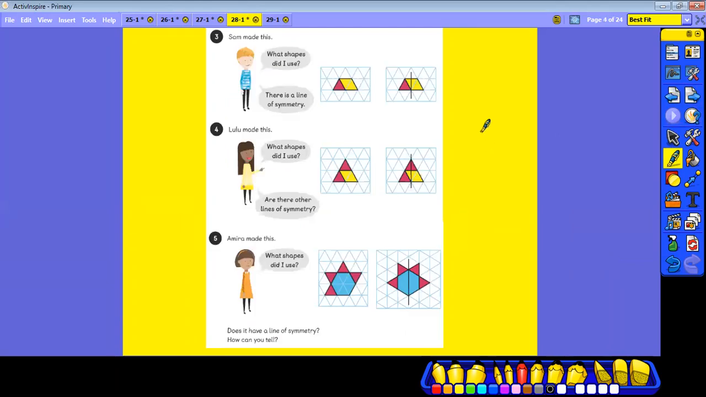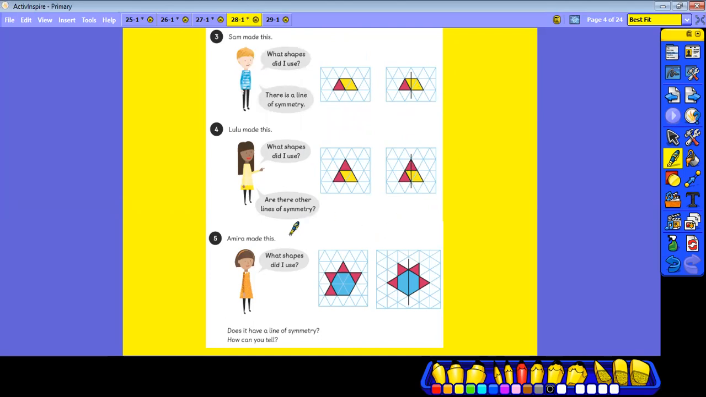Now, Sam, Lulu and Amira have all used those 2D shapes to make figures of their own. And we're asked what shapes have they used in the pictures and have they got a line of symmetry. So Sam's used a triangle and a rhombus. And yep, you can still find a line of symmetry there. Lulu has used 2 triangles and a rhombus. And yep, she's got a line of symmetry there. Is there more than one line of symmetry in that triangle she's created out of those shapes? I think you might be able to spot some more.